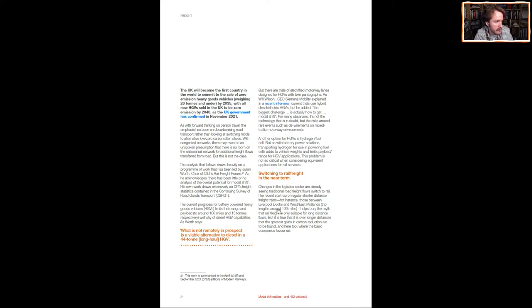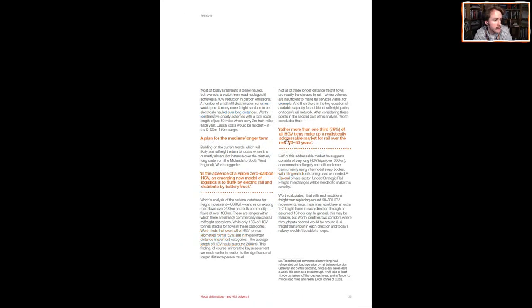So anyway, lots of stuff. There are changes in the logistics sector favouring rail more again. And actually, Simon will back this up, as will lots of others. The freight industry is crying out for more rail capacity. It's the rail industry that is not providing it. So it's a big problem. Rather more than one third of all HGV ton kilometres make up a realistically addressable market for rail over the next 20 to 30 years. So nearly 40% of road HGV moves could be by rail. But the rail industry is not providing that capacity, and the lack of HS2's eastern leg is hitting that severely.